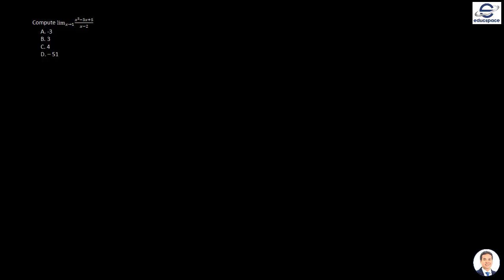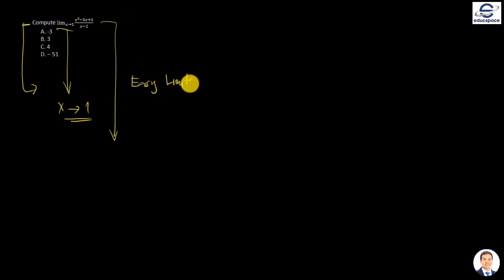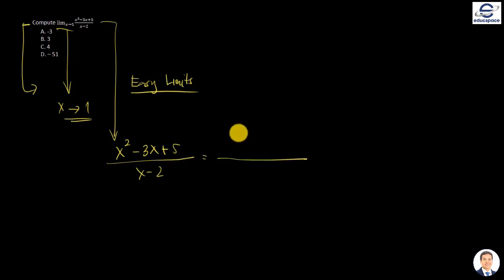So compute again the limit as x approaches 1, wherein the equation is (x^2 - 3x + 5)/(x - 2). So again, find the value of the limit if x approaches 1. We can easily plug it into our equation, since this one is a kind of easy limit. So x^2 - 3x + 5 over x - 2. Substitute the value of x: 1^2 - 3 multiplied by 1 + 5, and then 1 - 2.